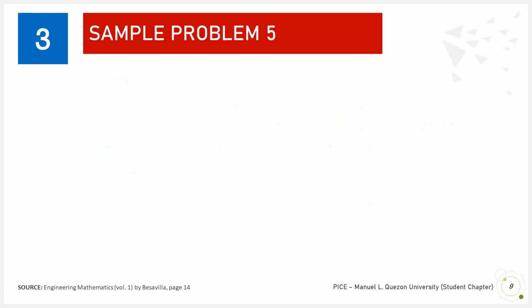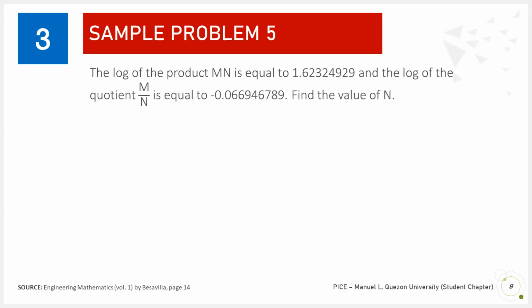Sample problem number 5. The common logarithm of the product mn is equal to 1.6232499, and the common logarithm of the quotient m over n is equal to negative 0.066946789. Find the value of n.